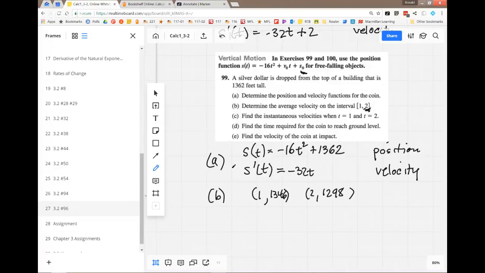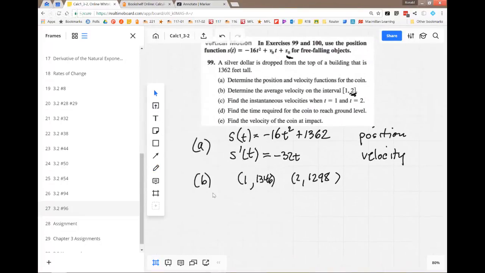So now to find average velocity, you know this, we need to find the slope. So average velocity, y2 minus y1 over x2 minus x1.